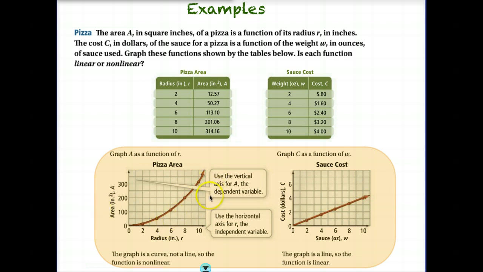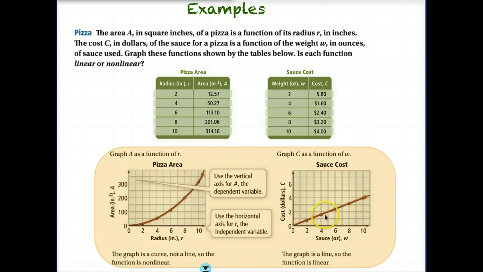Okay, and then we have some extra notes in here. The vertical axis right here represents the dependent variable, and the x-axis represents the independent variable. And remember that we said that our area depends upon our radius. So our radius we choose, and then our area is affected by the radius. In the second example, our cost is our dependent variable because it depends on how much sauce we use. The more sauce we use, the greater the cost. So our sauce is our independent variable.